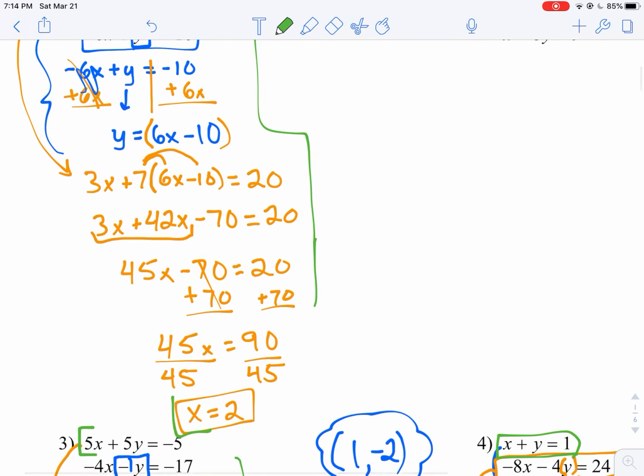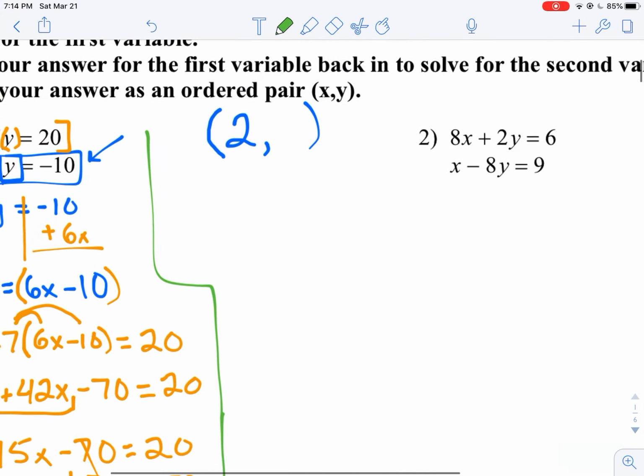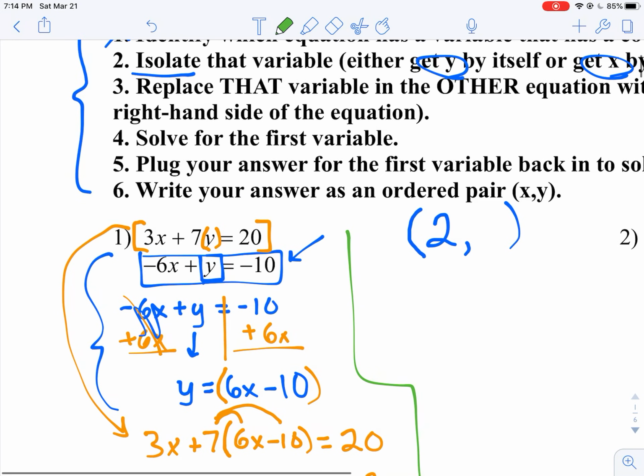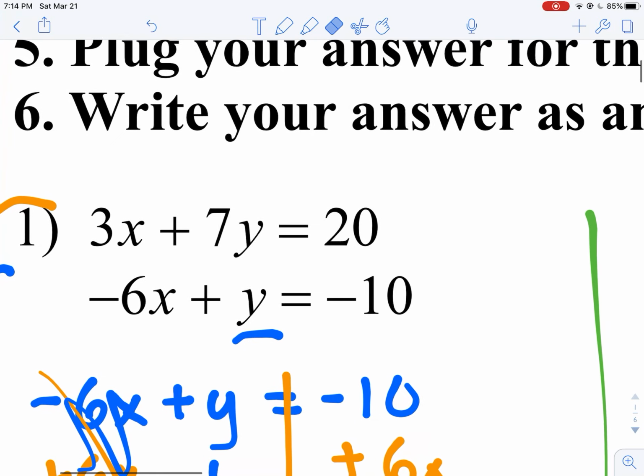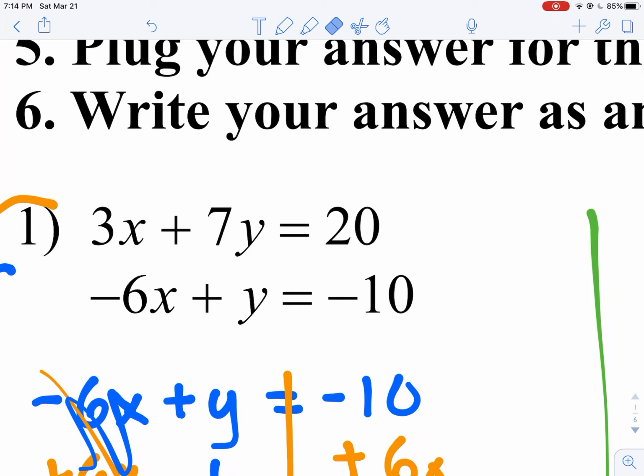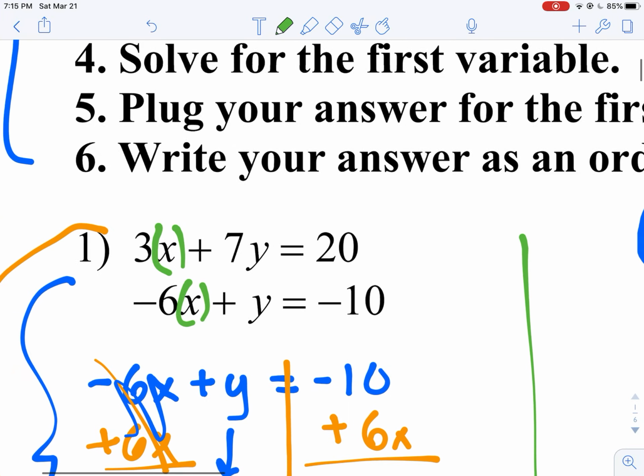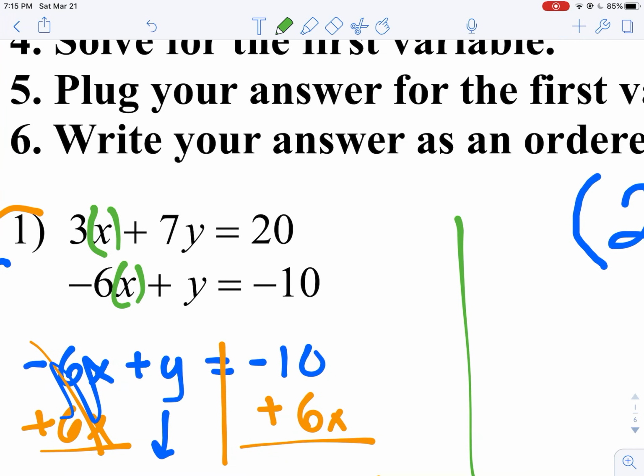Okay, now that I know that x is 2, I'm going to look at both of my original equations. I'm going to get rid of all this stuff around them, and we're just looking at the 2 equations. You get to pick which one you want to plug in for x, and it does not matter which you choose. They both have an x. I'm going to choose the one that doesn't have the negative 6 there, but really it doesn't matter, so I'm just going to choose the top one.